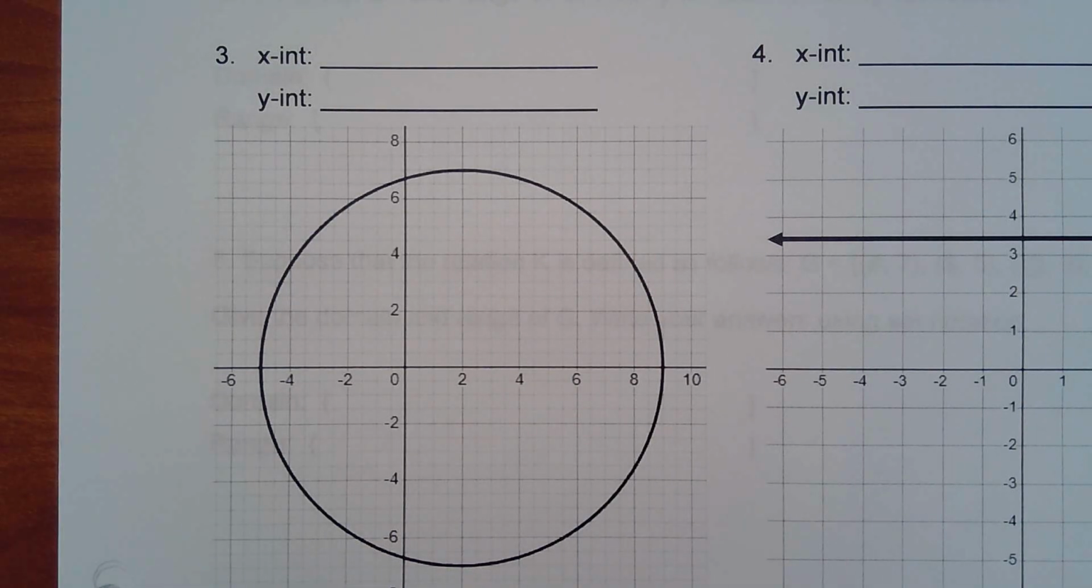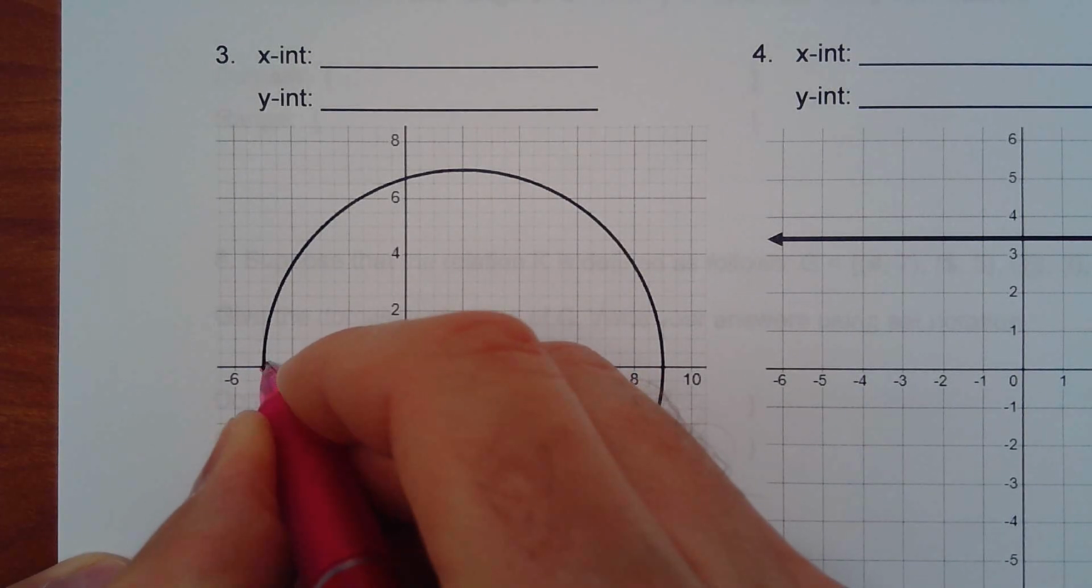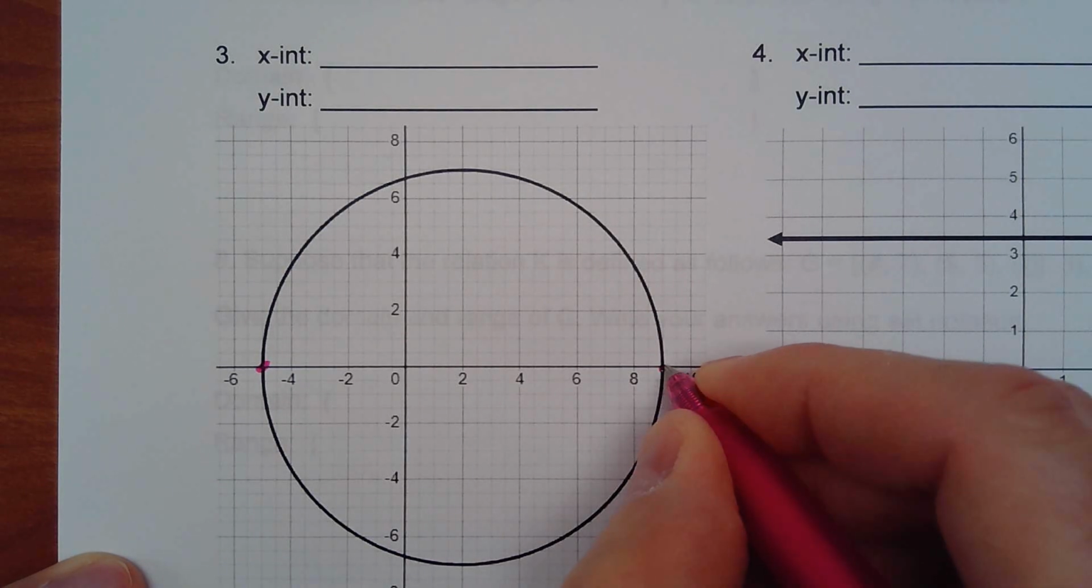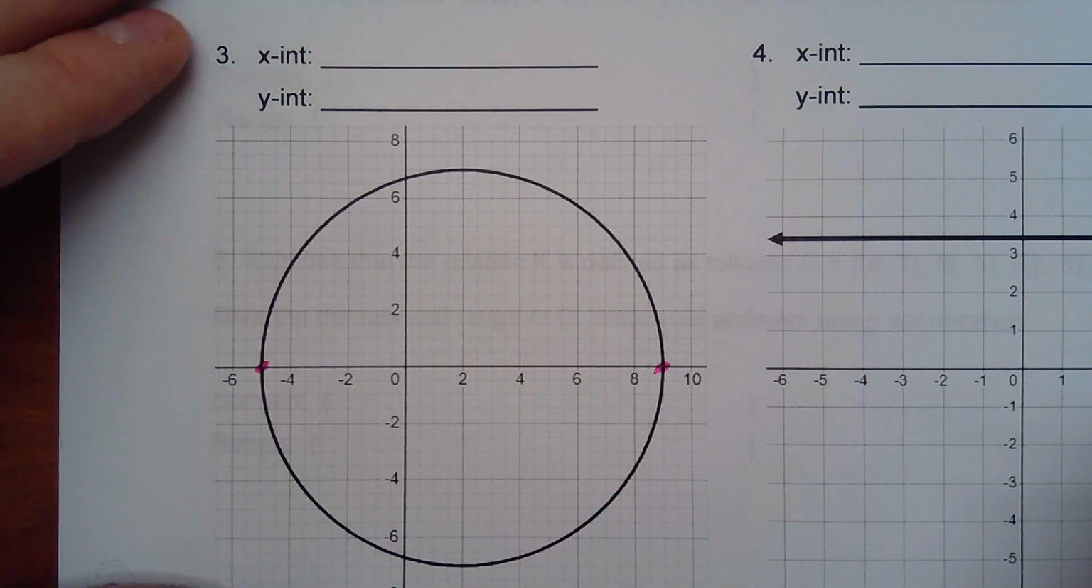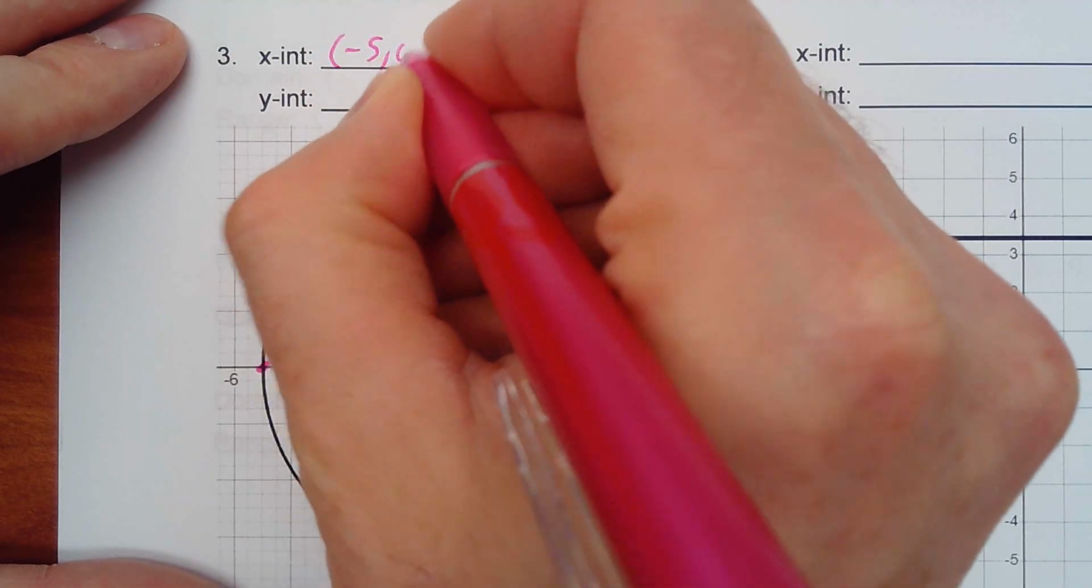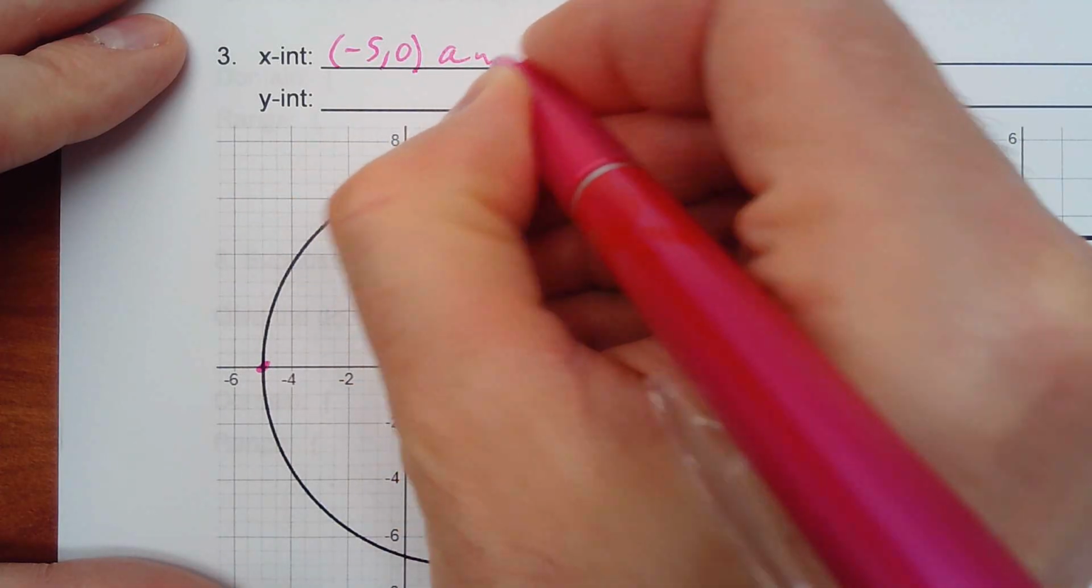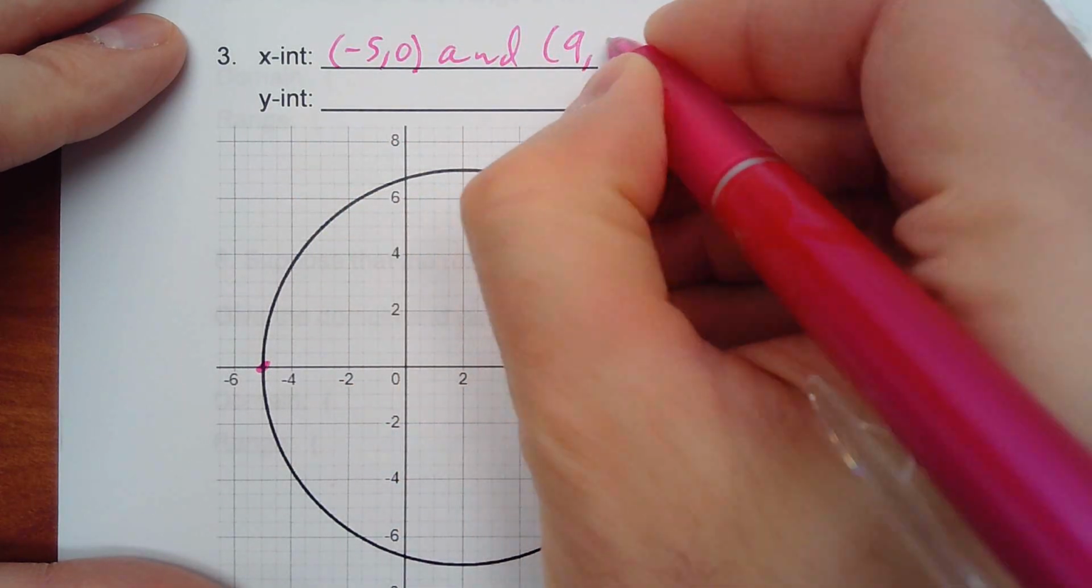So looking at my x-intercepts, it looks like that's going to be about a -5 and 9. So again, I'll write those as ordered pairs. -5, 0 and 9, 0.